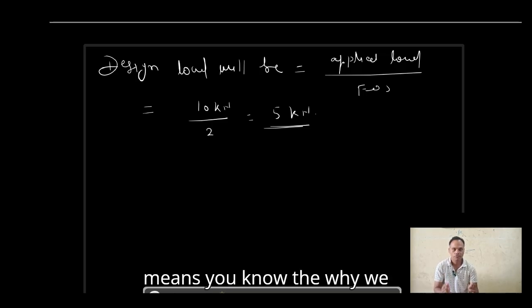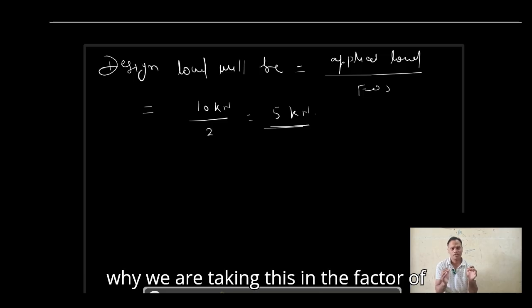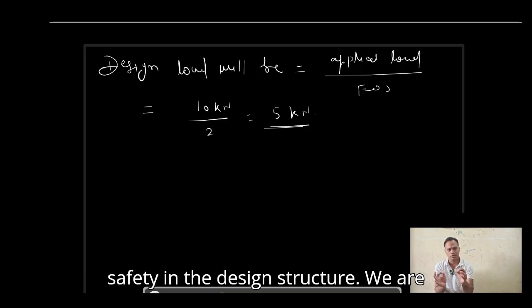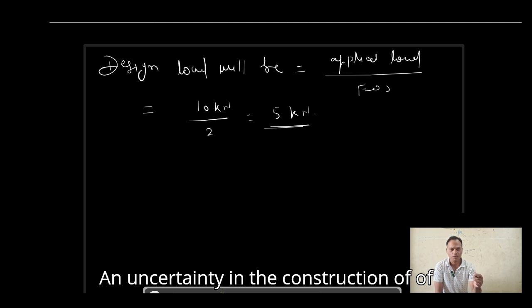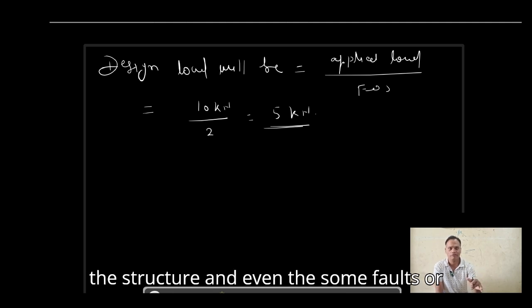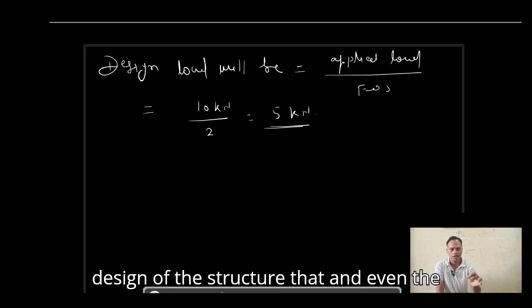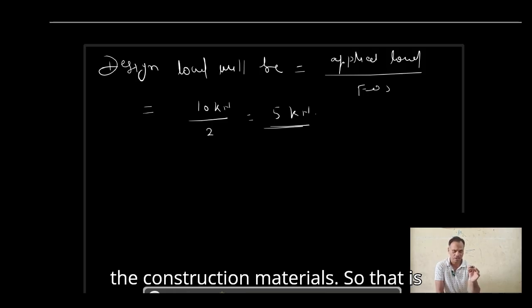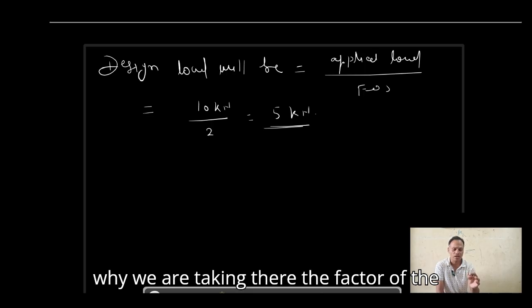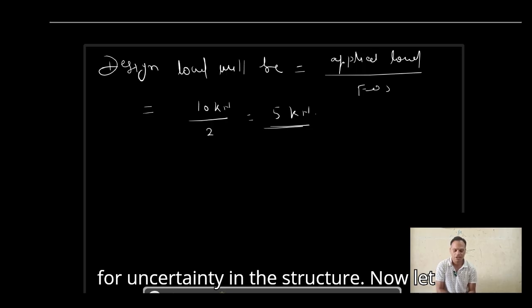Why are we choosing the factor of safety? Why are we taking the factor of safety in designing the structure? We are taking the factor of safety because of uncertainty in the construction of the structure, and even some faults or miscalculation during the design of the structure, and sometimes poor workmanship and low quality of construction materials. So that is why we take the factor of safety, for uncertainty in the structure.